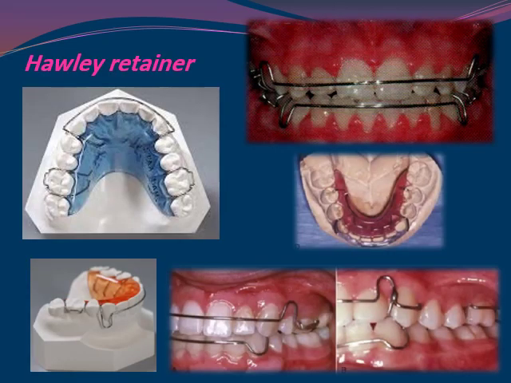There are different types of removable retainers. The first one is Hawley retainer. Hawley retainer is a simple removable appliance that consists of an acrylic base plate with a Hawley arch and Adams clasps on molars. These are the main components of Hawley retainer: Hawley arch, Adams clasp on molars, and acrylic base plate.